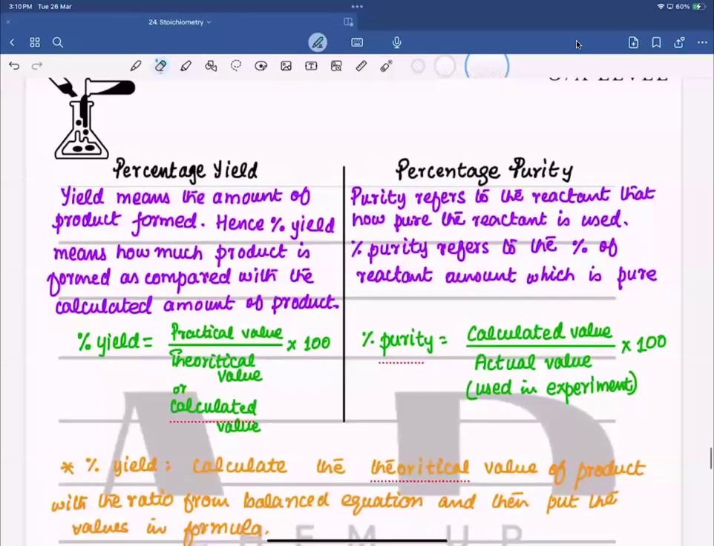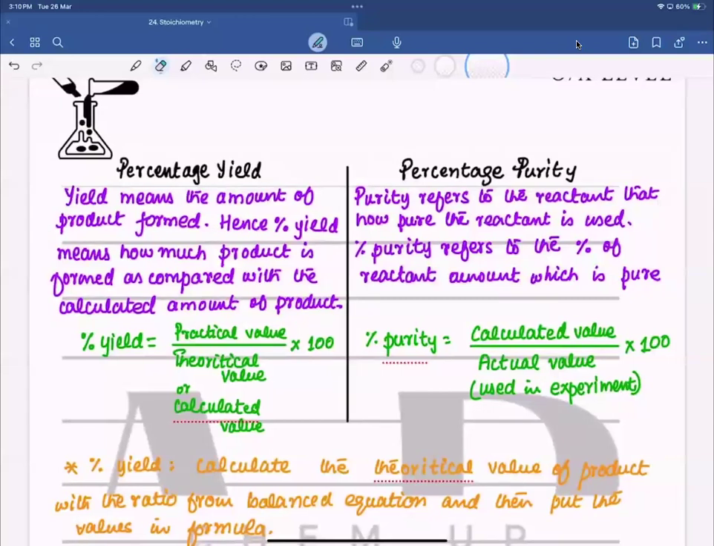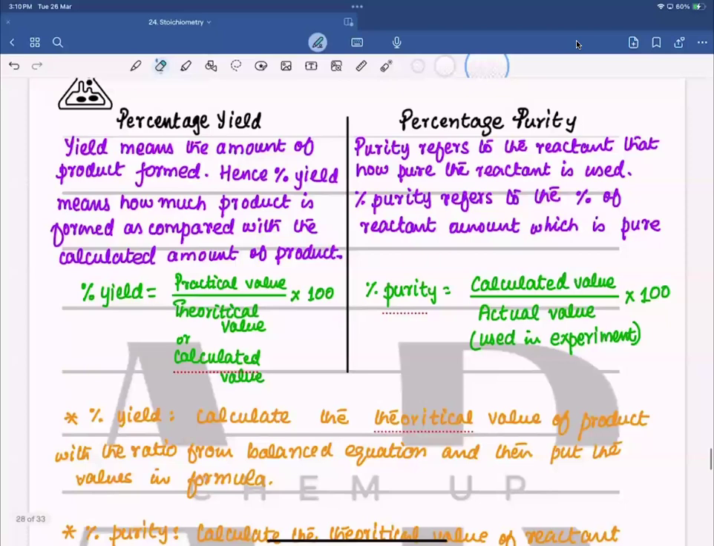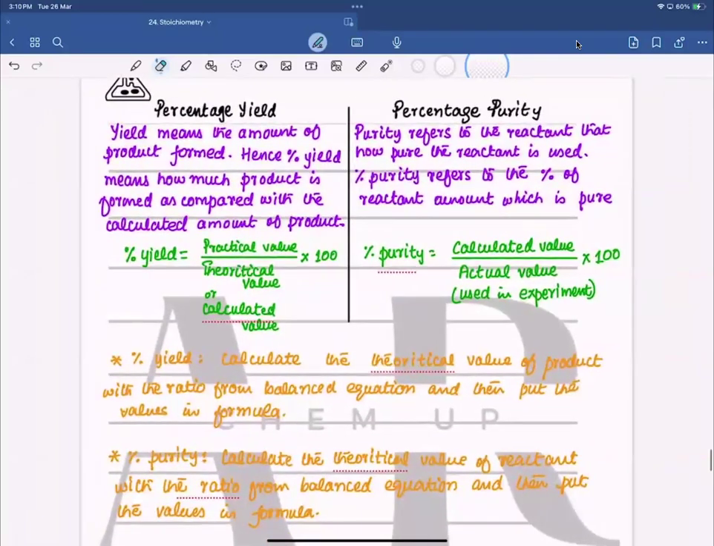Okay, so in the last class we are done with the limiting reactant. Now we are going to do percentage yield. So basically, percentage yield is the amount of product formed. Hence, yield means the product, right? How much the product is formed, that is the yield.